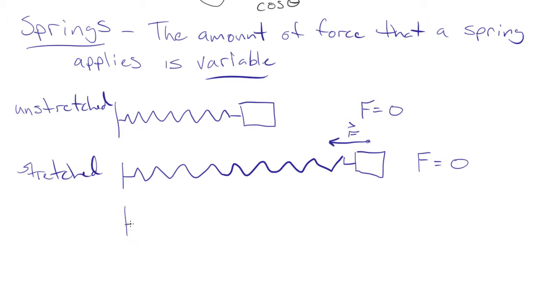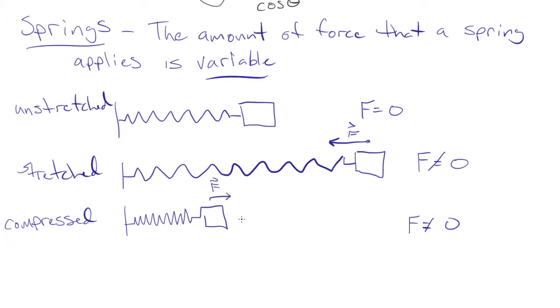Conversely, if I take that spring and I compress it, like so, there should be a force not equal to zero. Once again, the force is not equal to zero. And in this case, the force is going to point to the right. It wants to go back to its equilibrium position, where it's not applying a force.